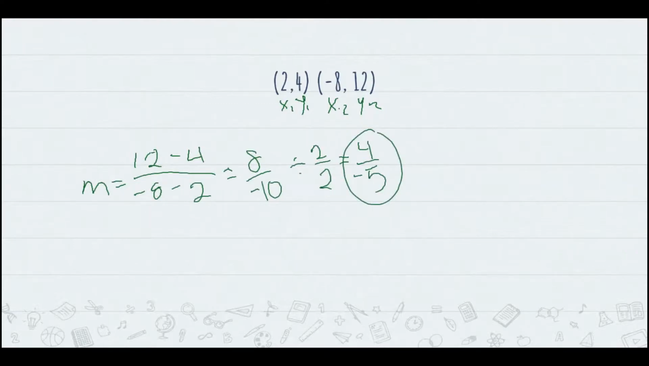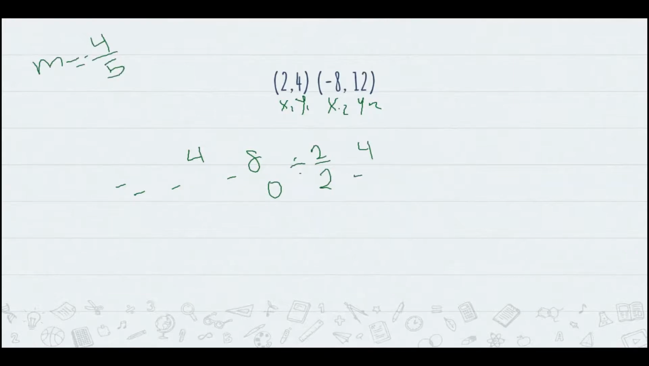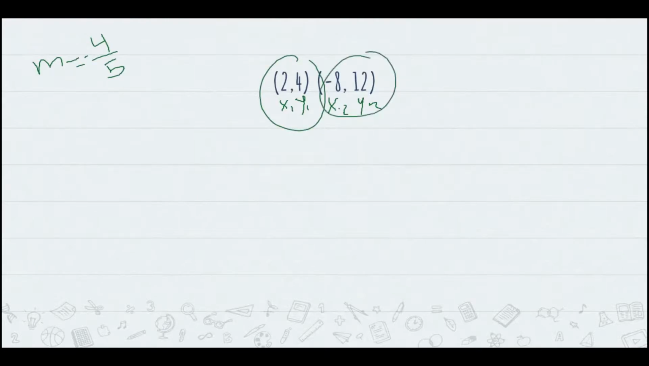And now we have to find our y-intercept, our b value. So I'm just going to write m equals 4 over negative 5, and I'm going to erase everything here. Now to find our y-intercept, we're going to choose one of these points. I'm going to choose this first one because it's smaller numbers than our second. I just think it's easier, it's my preference. So we're going to put it into y equals mx plus b.